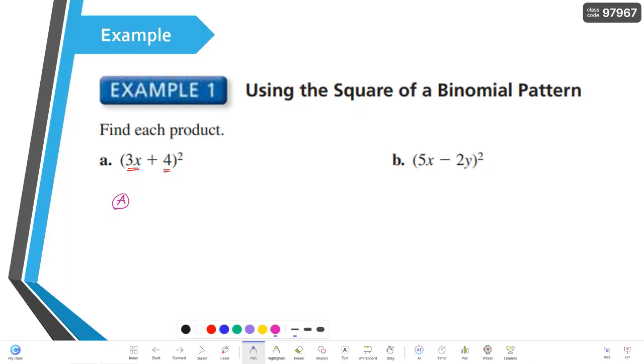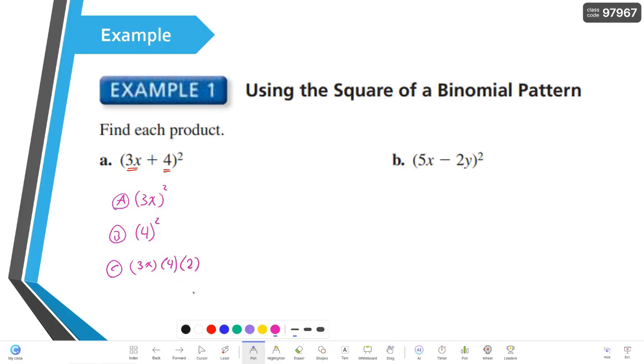We need to find the first term squared. What exactly is the first term? 3x. So we need to find 3x squared. We need to find this first. And then the second step, we need to find the second term squared, so it's going to be 4 squared. And the last step, which is C, we need to find the first one, which is 3x, and then the second one, which is 4, multiply them together, and don't forget to multiply them by 2.